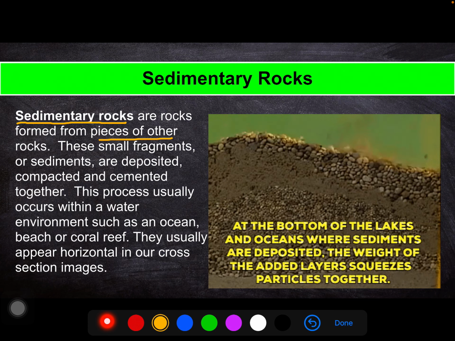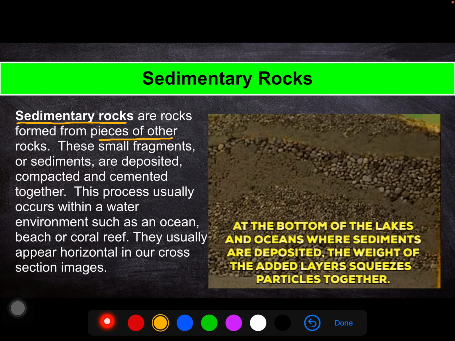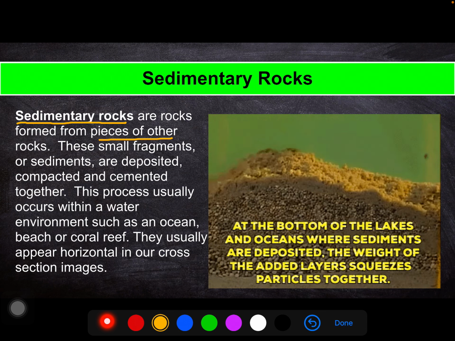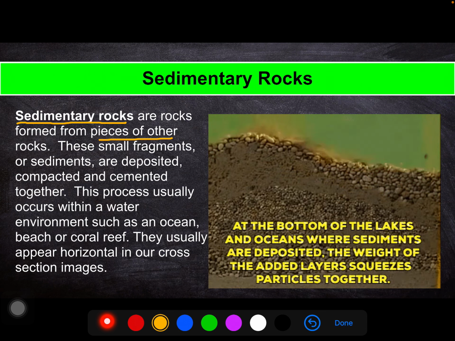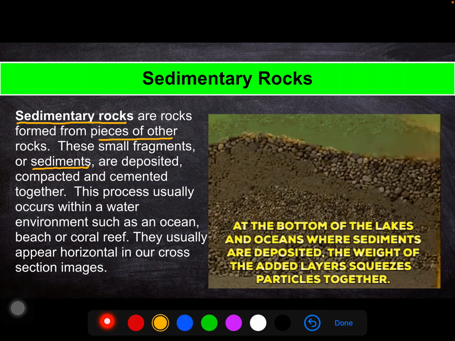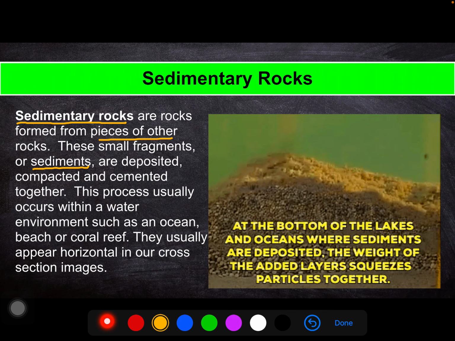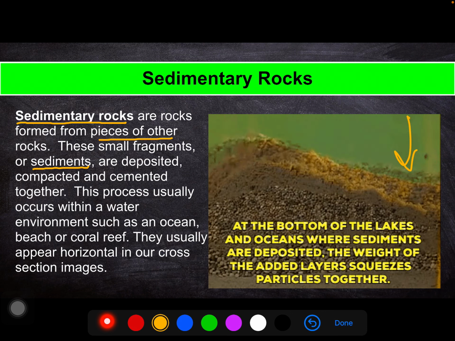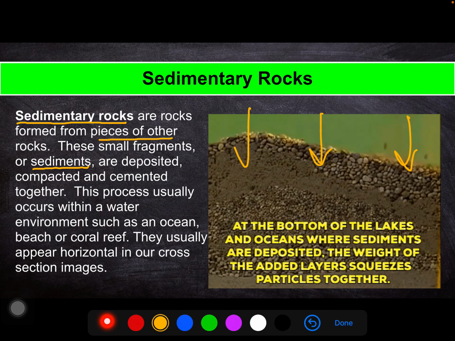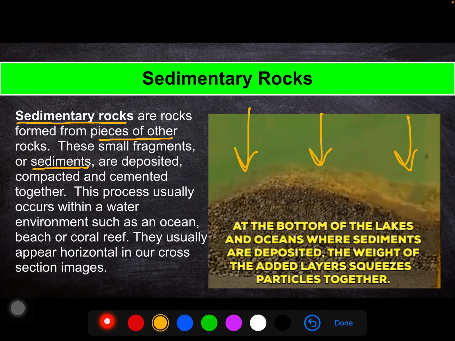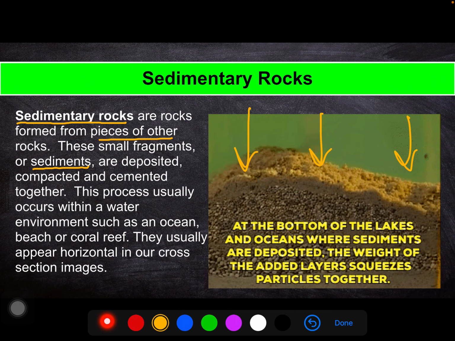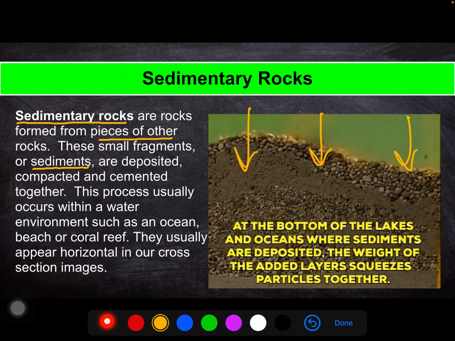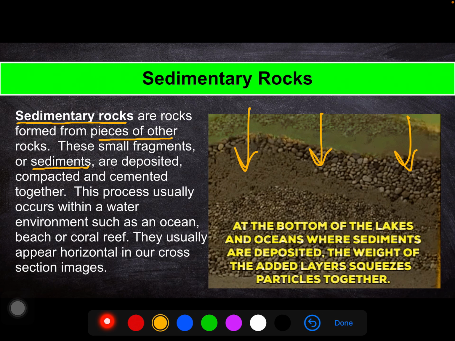So you could be highlighting a couple things as we're reading this section here. They're tiny pieces of rock. They're called sediments, hence the name sedimentary rocks. And they get, as you can see in this picture, deposited, compacted, and then cemented together, usually in some sort of water environment. So an ocean, a river, a beach, delta, coral reef.